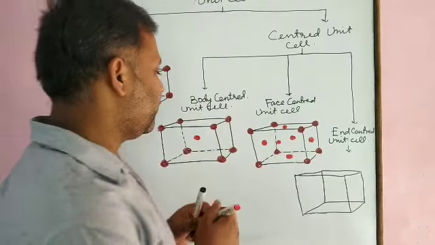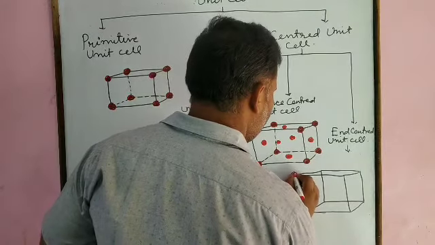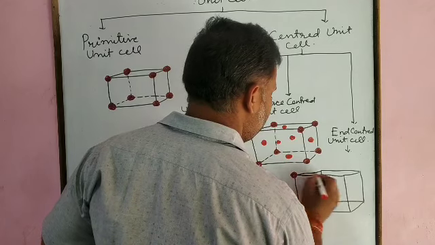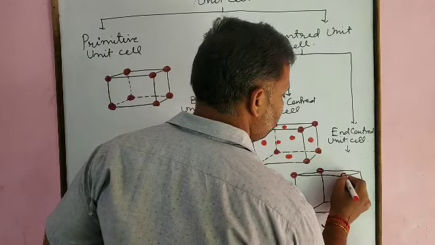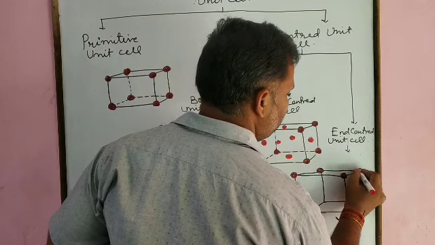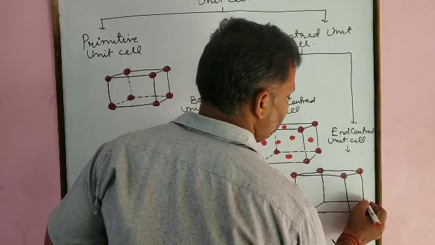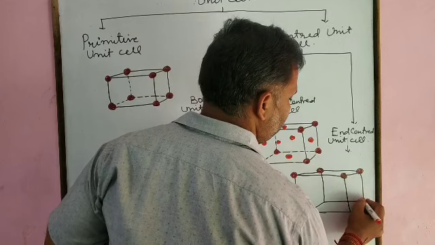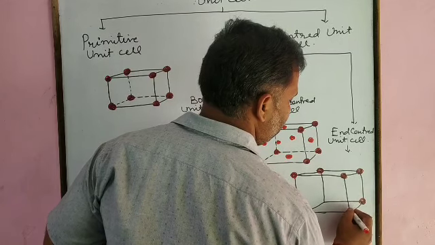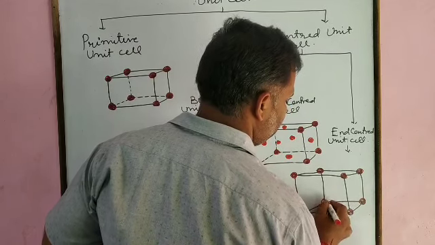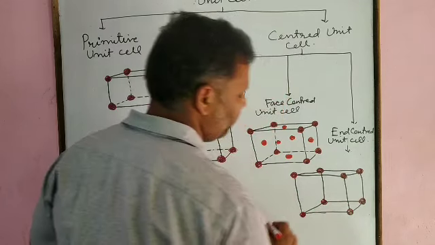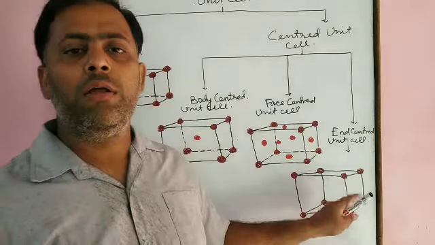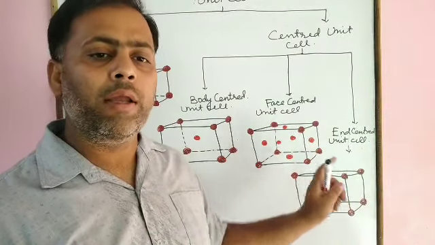Let us draw it. 1 atom at each corner, 2, 3, 4, 5, 6, 7, 8. I have represented 8 atoms at the 8 corners.